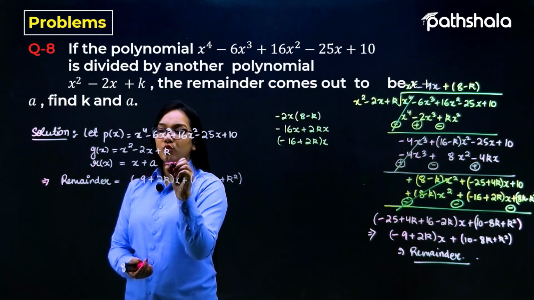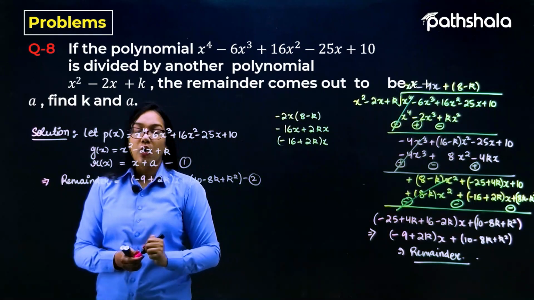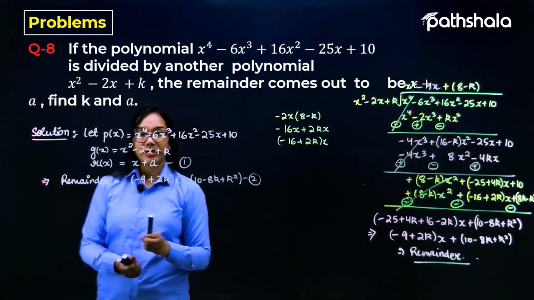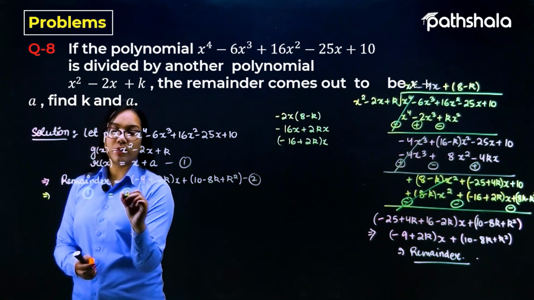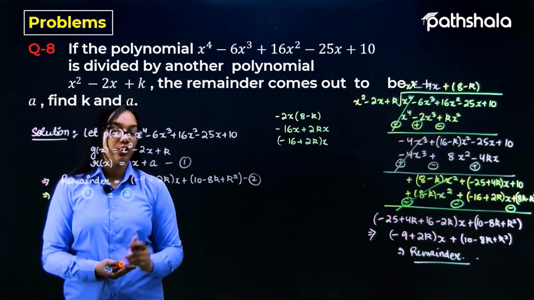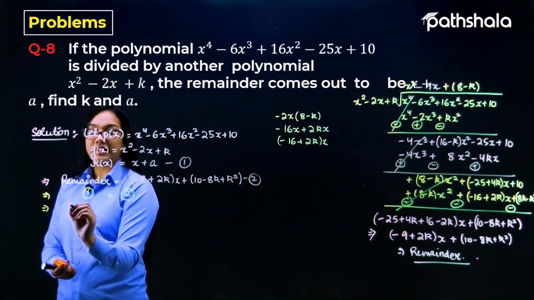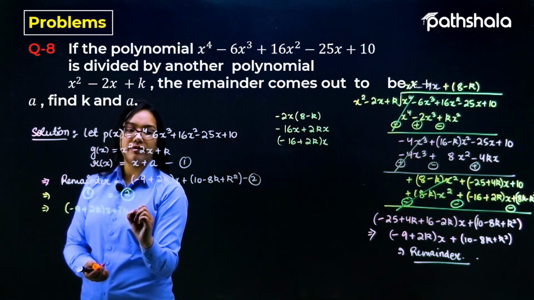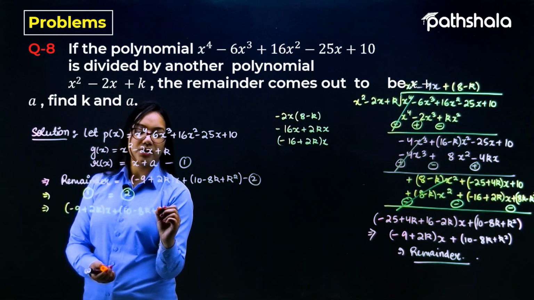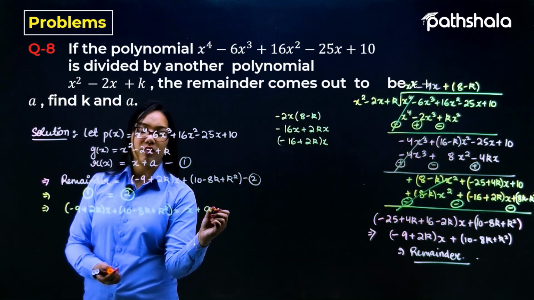But we also do know about the remainder, which is already given to us in the question, that is x plus a. So it implies that equation number 1 is equal to equation number 2, because we definitely do not have two different remainders. Both of these should be equal to each other. So we can represent it as minus 9 plus 2k of x plus 10 minus 8k plus k square, which is equal to x plus a.